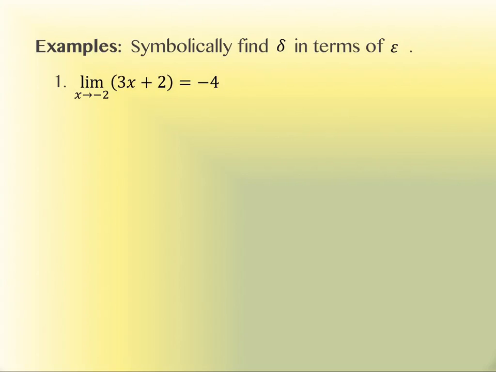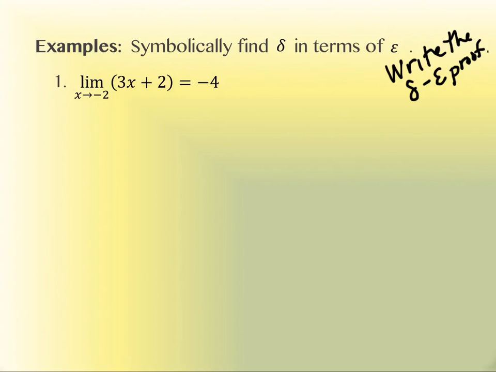We've got an equation. This one's very, very similar to the one I just did, but I haven't actually finished the process with the one we just did. So let's start with this one. It says first, symbolically find delta in terms of epsilon. And then over here, afterwards, we're going to write the delta epsilon proof. Okay? So that was left off.